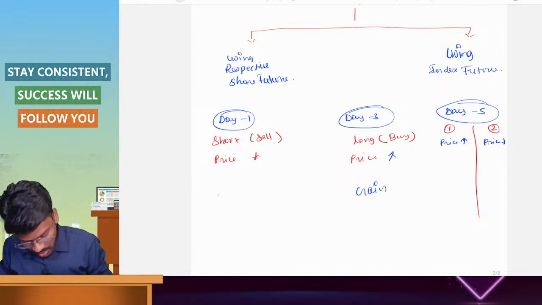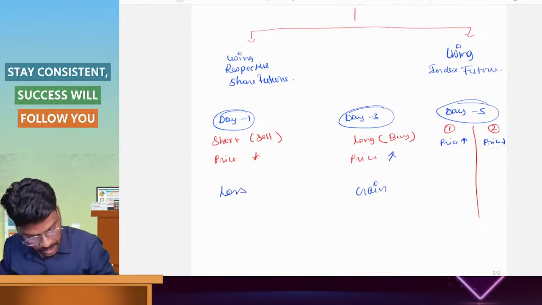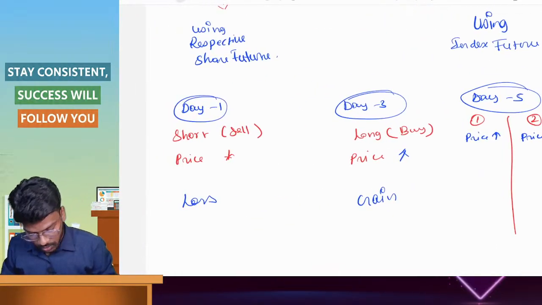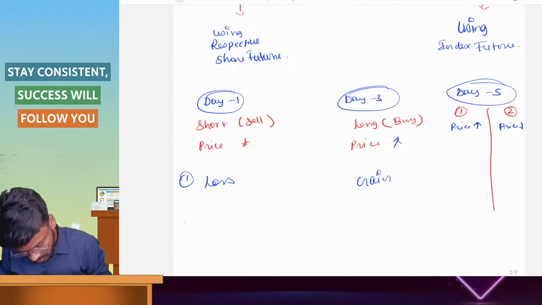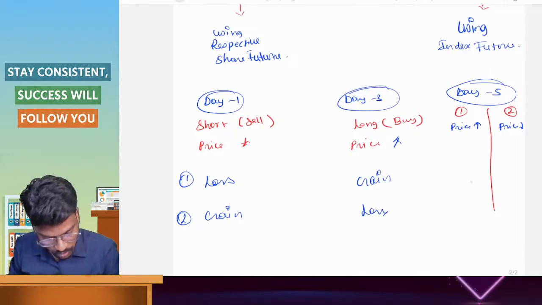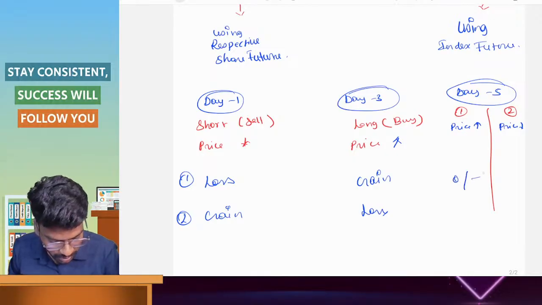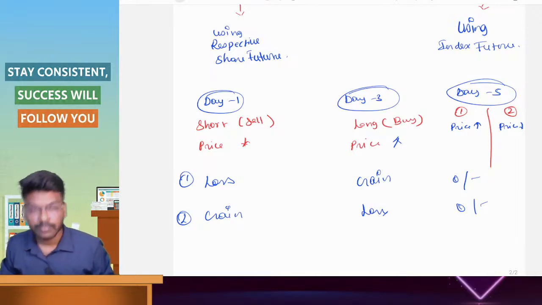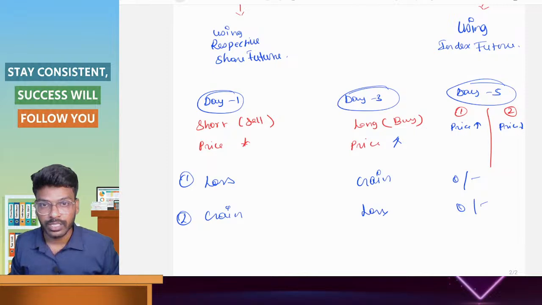Next, the loss will be, in case of the first scenario, on the short position. In case the price has decreased in the second scenario, I'll get a gain. In the second scenario, I'll get a loss in the day 3 position. So profit can be 0 or any other sum of amount. Okay, that's it. In case of a short position on day 1.